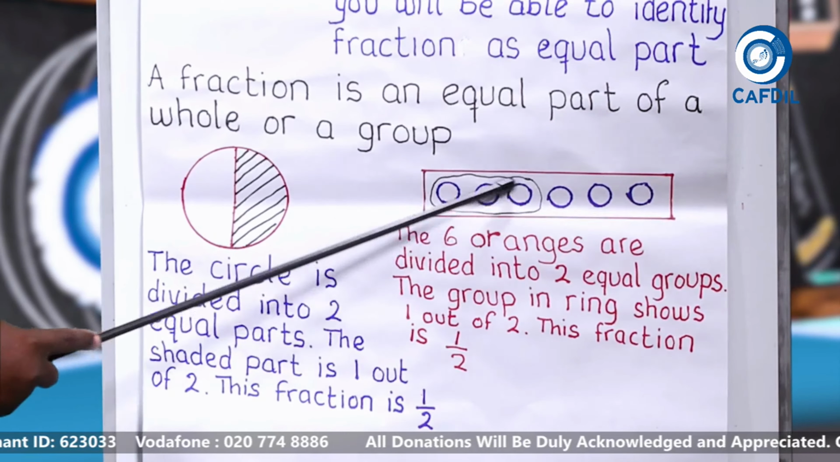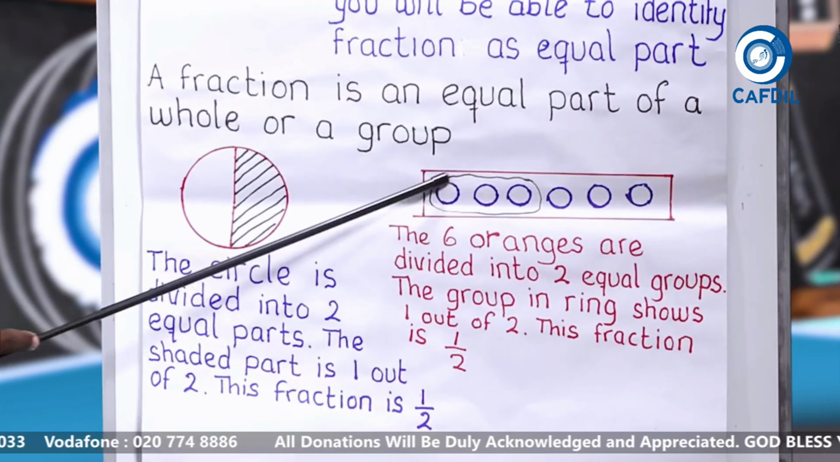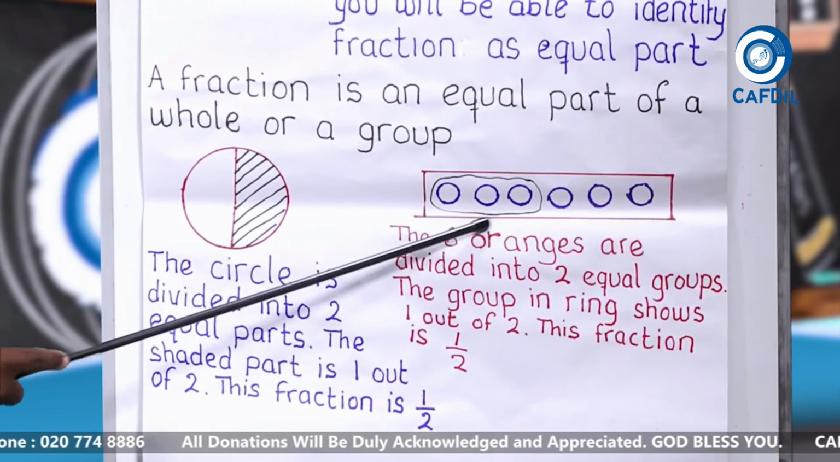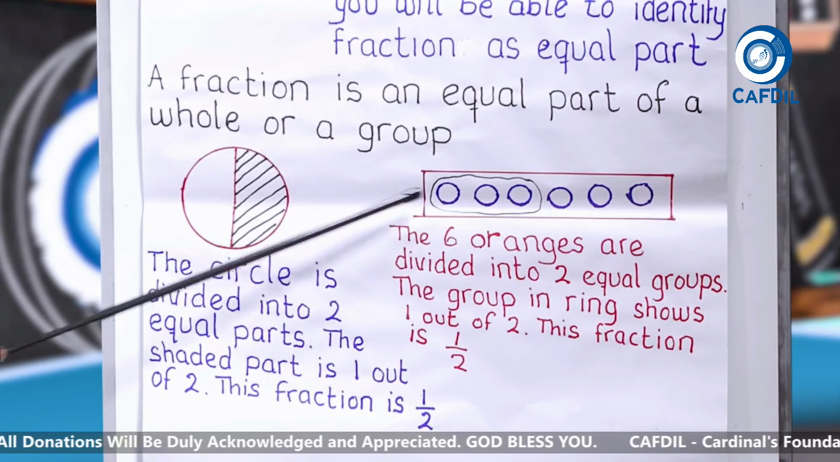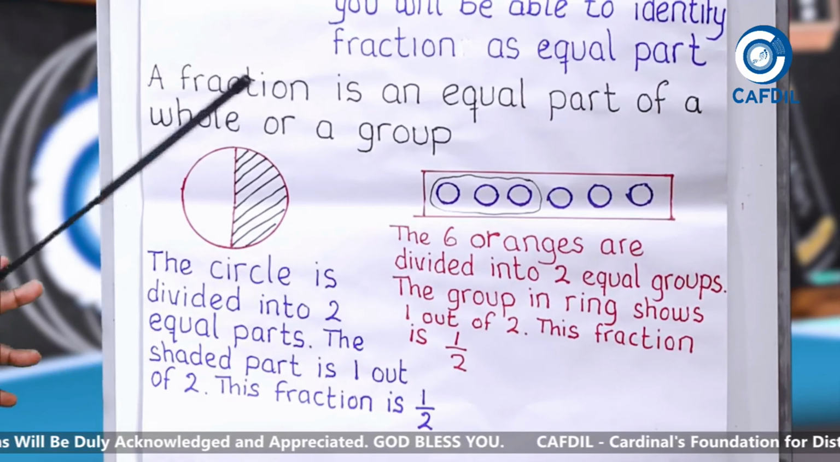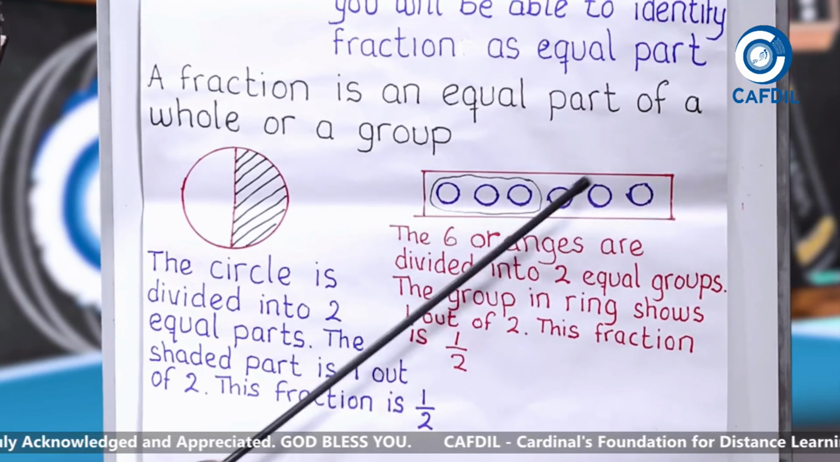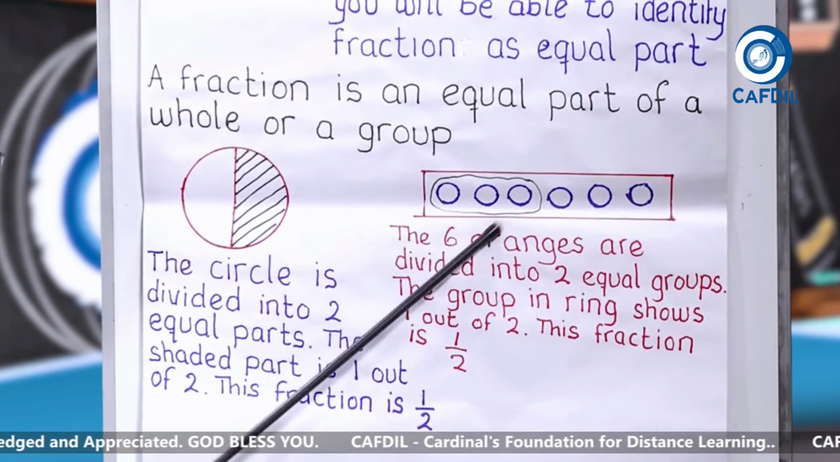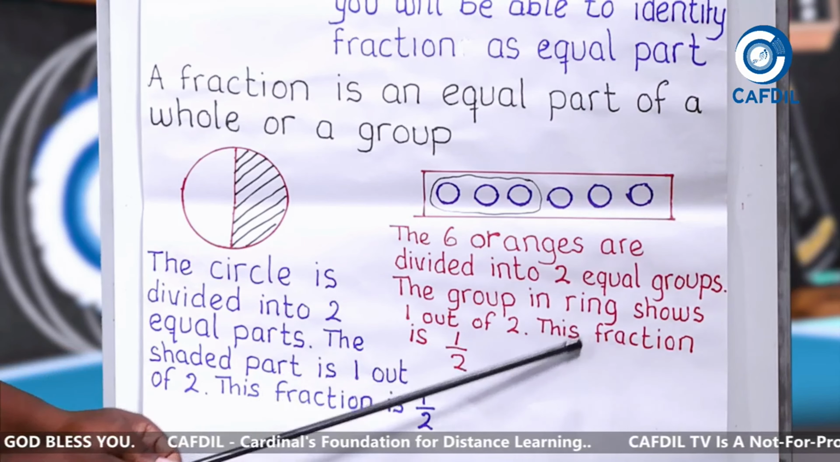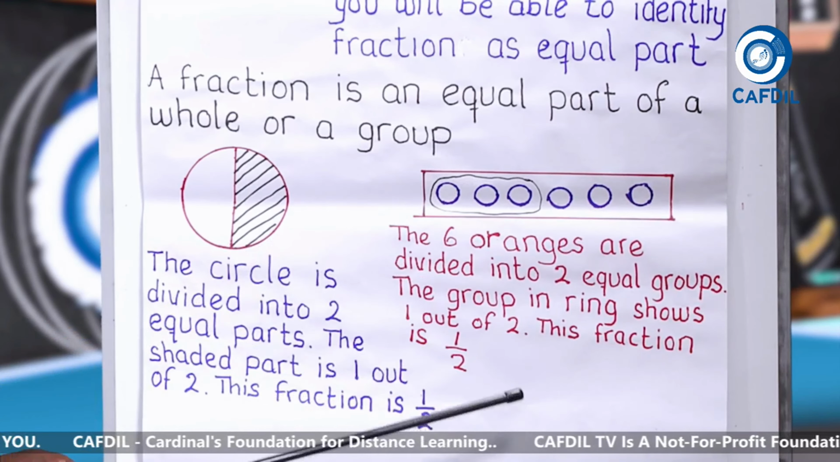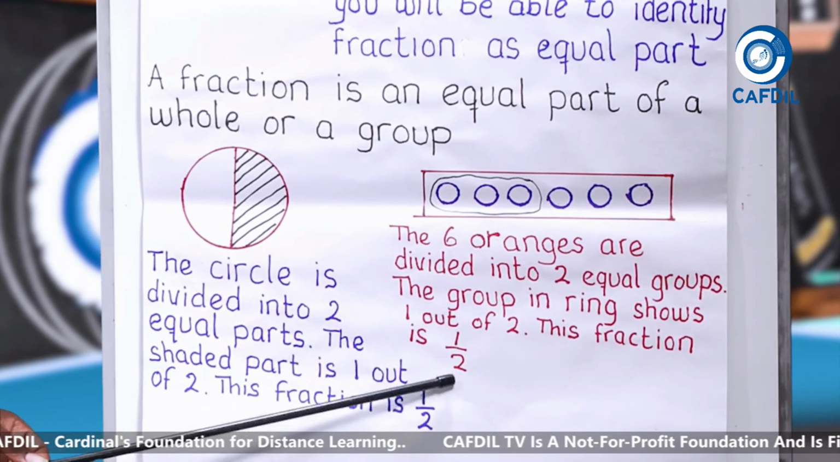So this is how it is. So this is the first group. This is one group out of how many groups? 2 groups. One group out of how many groups? 2 groups. 1 and then 2. So this is one group out of what? 2 groups. So here the fraction is what? 1/2, or we can say 1 out of 2.